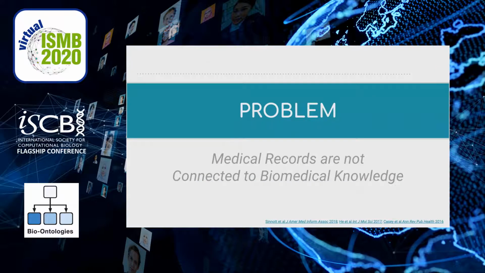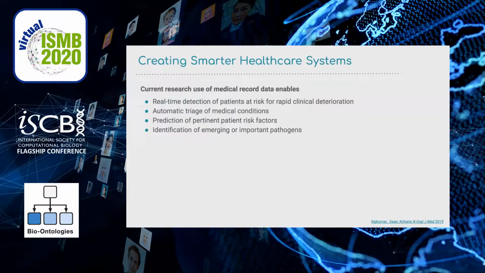Phenolator is designed to help solve one of the biggest issues preventing smarter healthcare systems, the fact that most medical records are not easily connected to biomedical knowledge. We demonstrate what we mean on the following slide. Currently, researchers are able to use medical record data to do things like perform real-time detection of patients most at risk for rapidly deteriorating, automatically triage patients based off of their medical conditions, predict pertinent patient risk factors, and identify emerging or important pathogens like COVID-19.